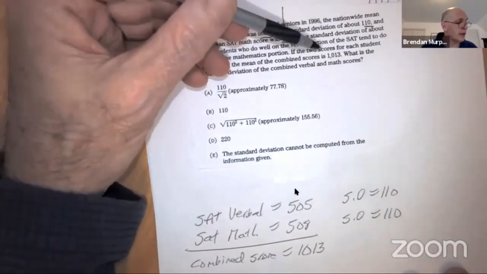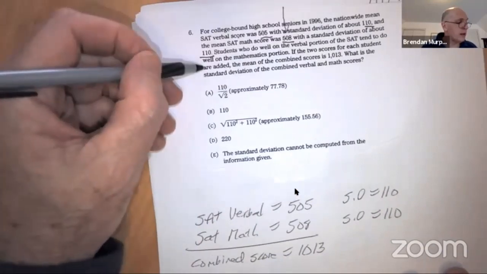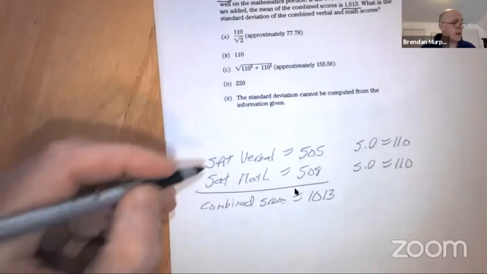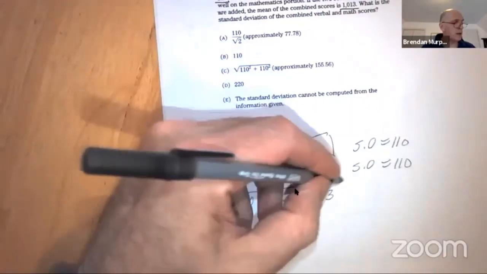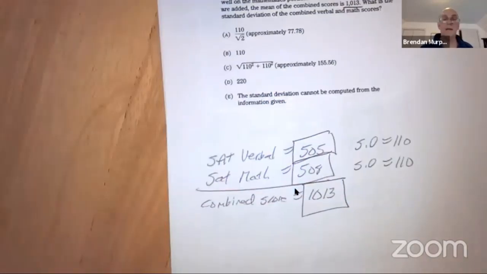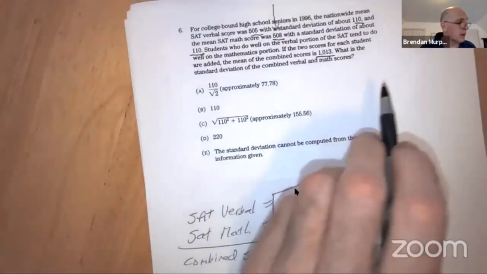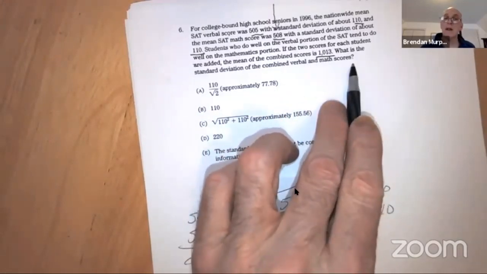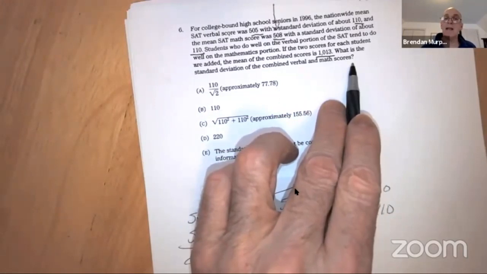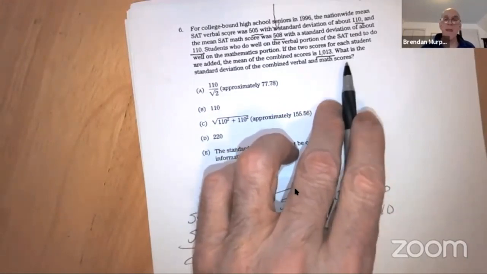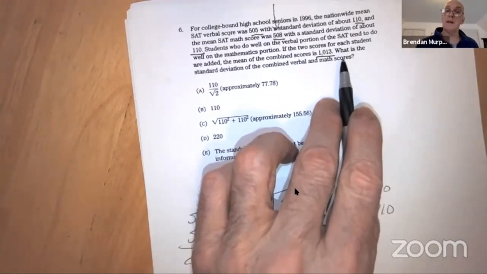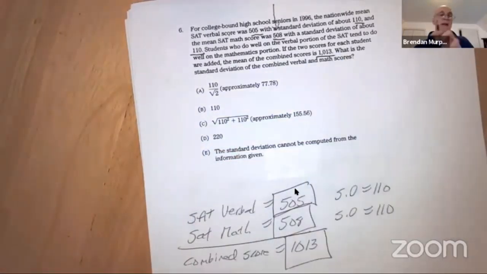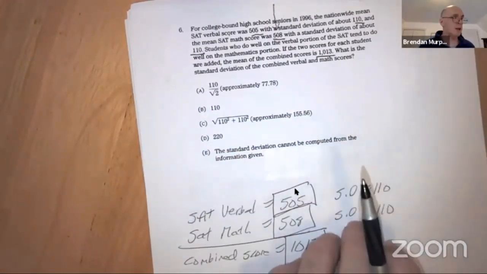If the 2 scores for each student are added, the mean of the combined scores is 1,013. And so that's just adding this 505 and the 508. So I can add means. What is the standard deviation of the combined verbal and math scores? Well, I can't add standard deviations, but I can add variances, and if I square a standard deviation, I get a variance. If I take the square root of a variance, I get a standard deviation.